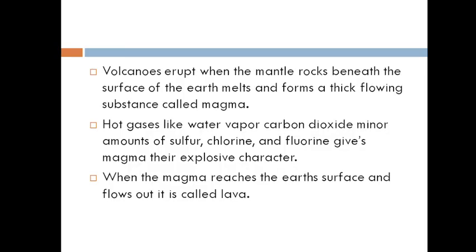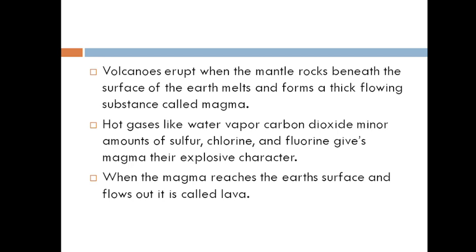Volcanoes erupt when the mantle rocks beneath the surface of the earth melt and form a thick flowing substance called magma. So what is magma? Magma is nothing but when the mantle rocks melt down, they form a thick flowing substance called the magma.